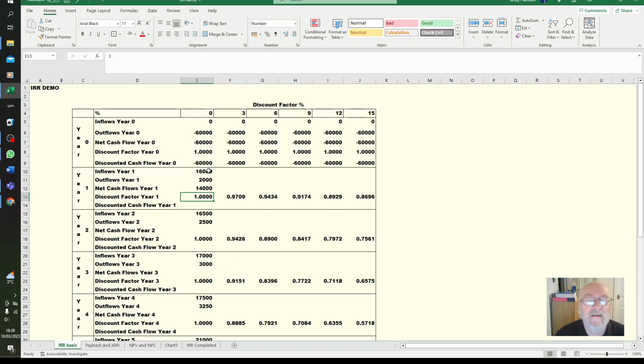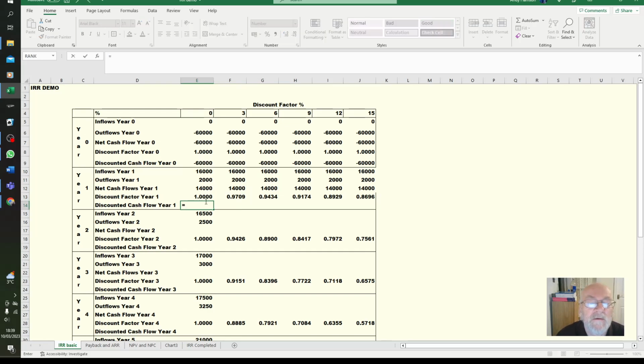So 16,000 in, 2,008, 14,000 out. Now it's actually at 0%, but I can quickly copy those across, and then the net discounted cash flow year 1 is the net cash flow year 1 times the discount rate, which of course is still 14,000 because it's 0%.